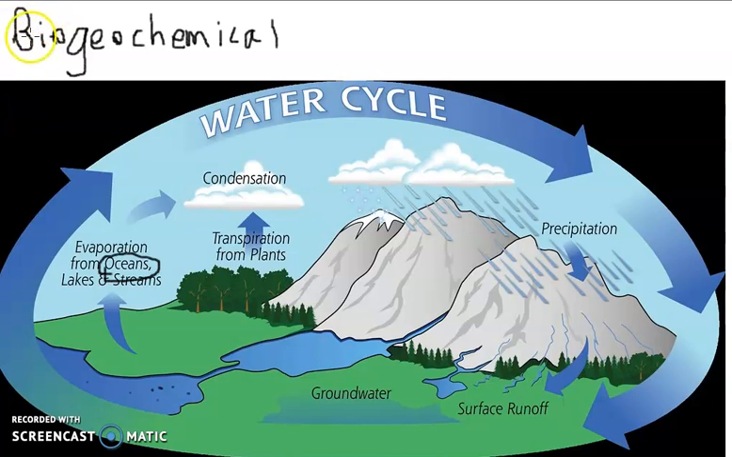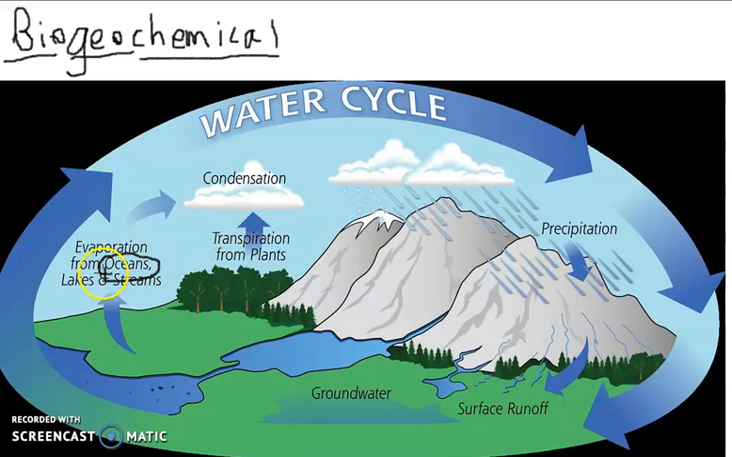So, bio is to do with living things. Water affects living things, and that's why it's bio. Geo is to do with the earth. Chemical, right? Chemical because we're dealing with elements here. The water cycle, so H2O, we're dealing with hydrogen and oxygen. Carbon cycle, we're dealing with carbon elements. Nitrogen cycle, we're dealing with nitrogen, and phosphorus, etc.